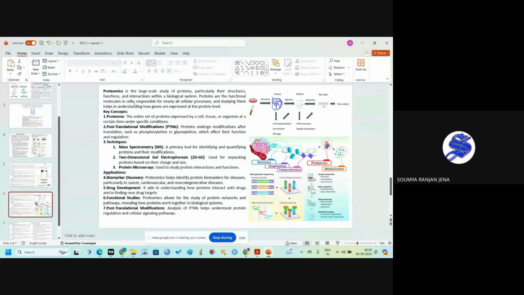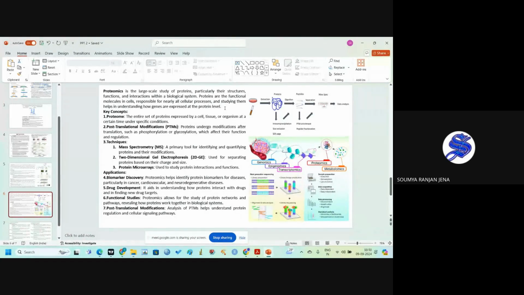These proteins are the functional molecules in our cell, because all enzymes are also made up of proteins which are metabolically active, because in our cell many enzymes or proteins are involved in signaling molecules or metabolic processes. These are very important parts of our cell, and they are responsible for nearly all cellular processes, and studying them helps in understanding how genes are expressed at the protein level, because ultimately all genes are expressed at the protein level, because all proteins are signaling or enzymatic in nature.